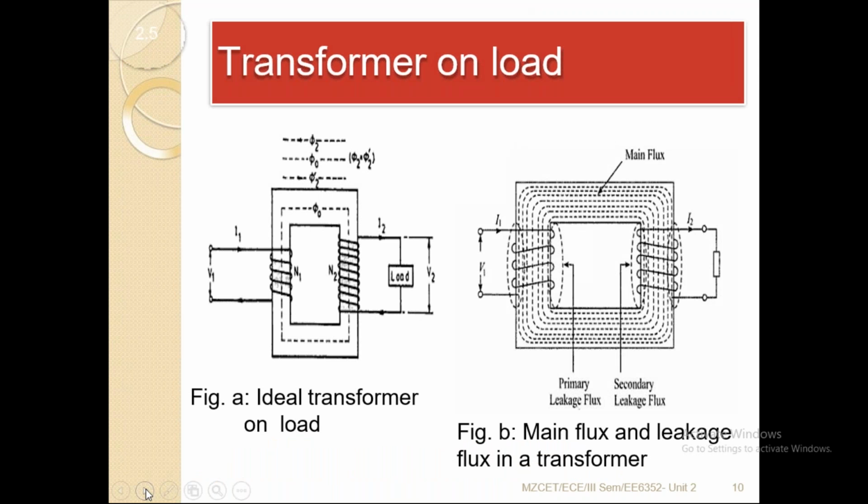Next, now we'll see how many types of loads we have. If you want to connect the load, it should always be connected on the secondary, right? When the load is connected on the secondary, then there must be a secondary current and secondary voltage. Generally, the loads are categorized into three types. Do you know what the three types of loads are?